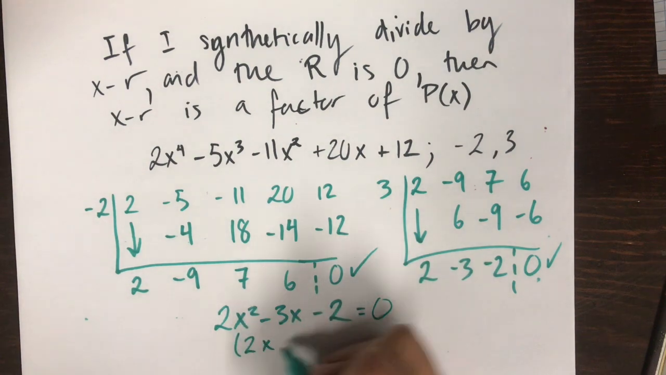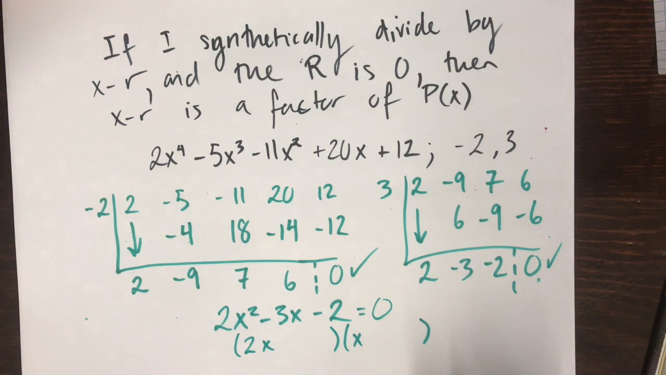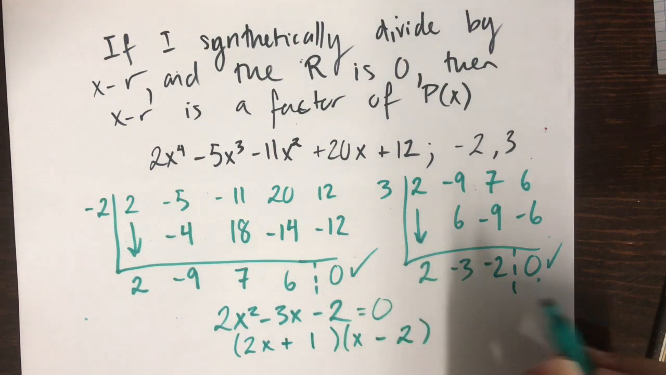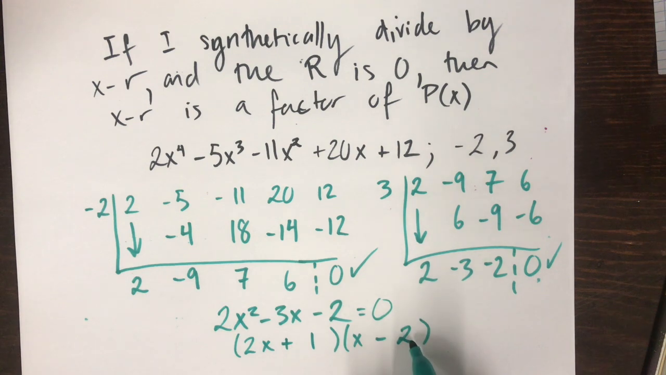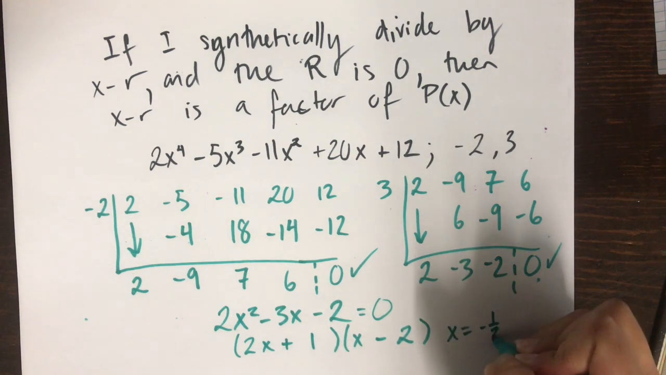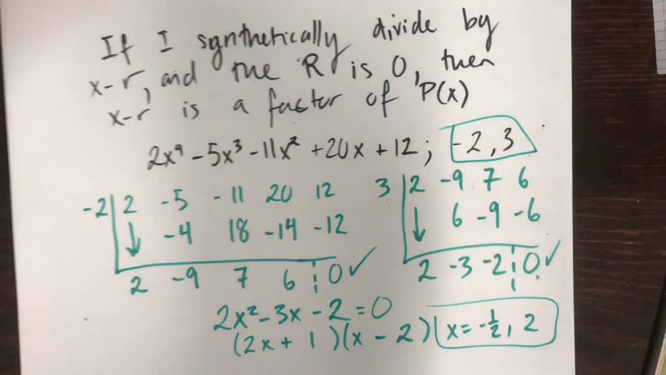I'm going to set this equal to 0 to find the remaining roots. I know how to solve a quadratic because I can factor them, or I can use the quadratic formula. I just have many things at my fingertips in order to solve quadratic equations. So I get two factors, 2x plus 1 and x minus 2, which means x is equal to negative 1/2 and 2. And of course, those other two roots also worked.